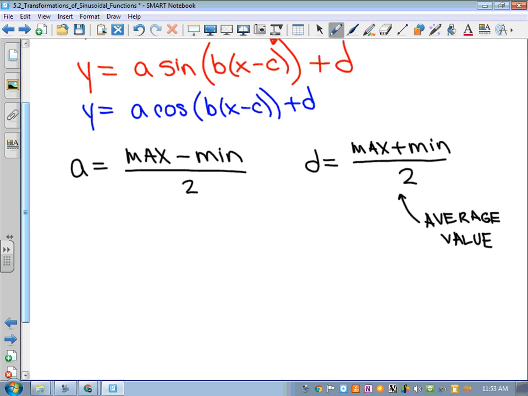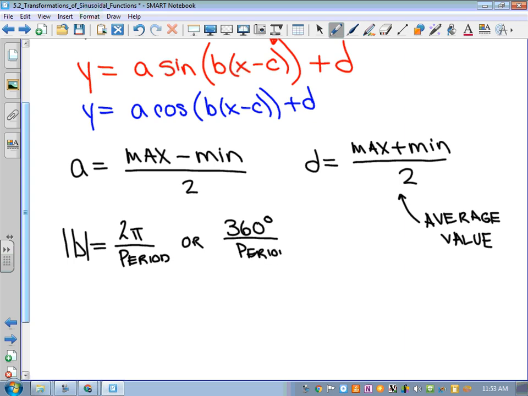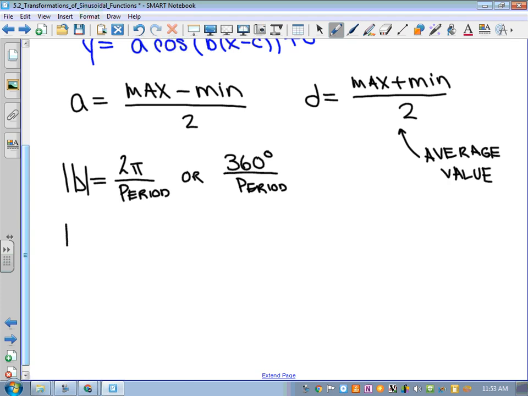The other one, I guess maybe not the last one, is that the absolute value of b is equal to 2 pi divided by the period, or if it's in degrees, 360 degrees divided by the period. Now, period cannot be negative, so I suppose I don't really need the absolute value there, but that is just a manipulation of the formula we looked at in 5.1, which was that if we do apply a b, then the period of my new function is 2 pi divided by the absolute value of b. And these are just manipulated versions of one another.